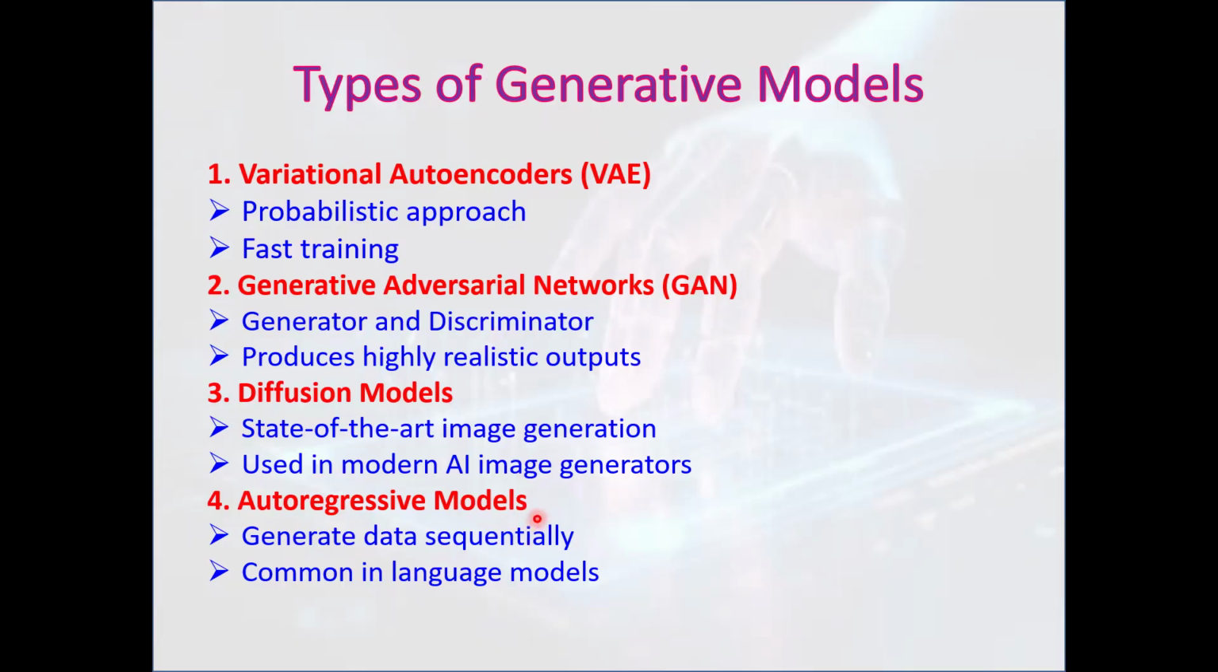Next, auto-regressive models. These are all the types of generative models. Auto-regressive models generate data sequentially, predicting one element at a time based on previously generated elements. Each output is generated using information from earlier outputs, ensuring logical consistency and coherence. A common application is language models. Auto-regressive techniques are widely used in large language models for text generation, translation, and conversational AI.